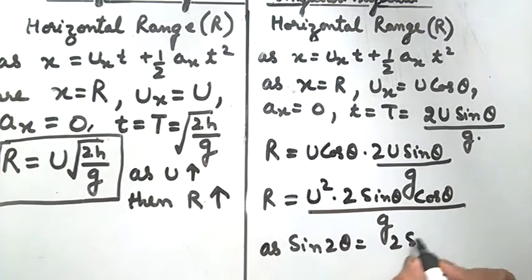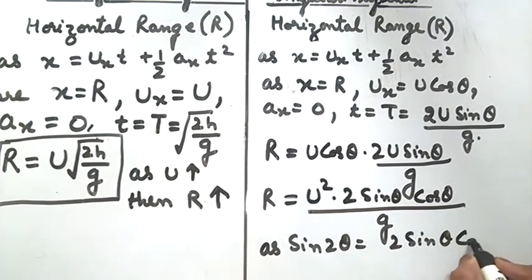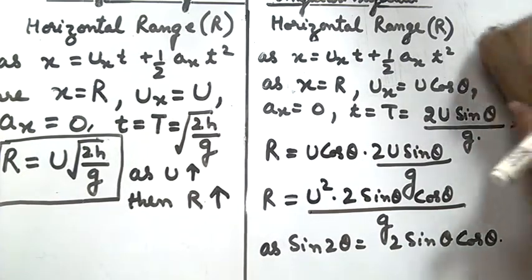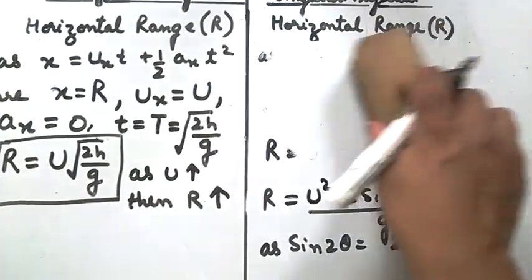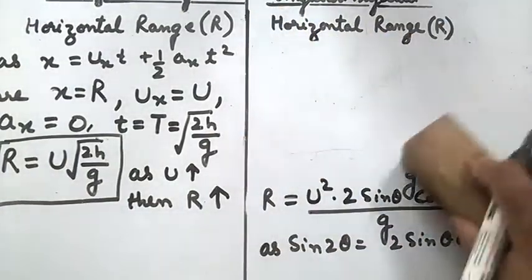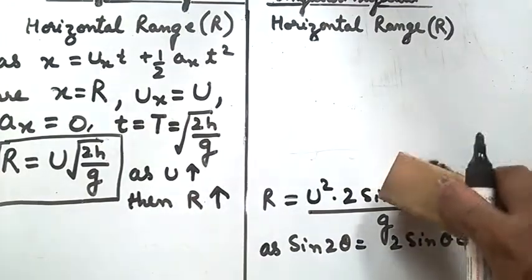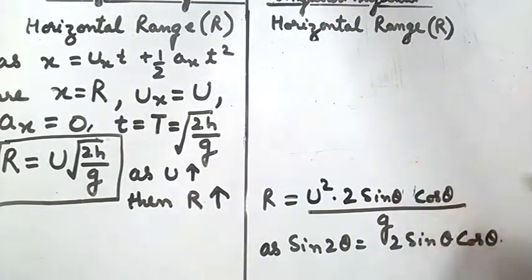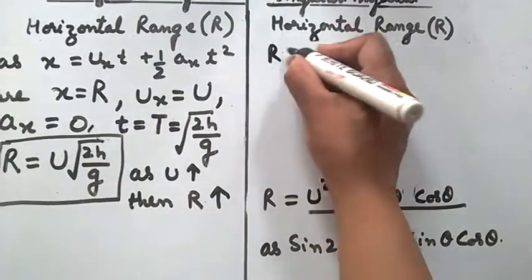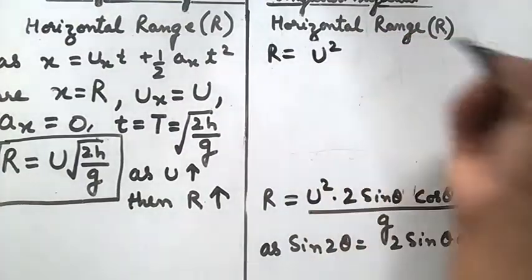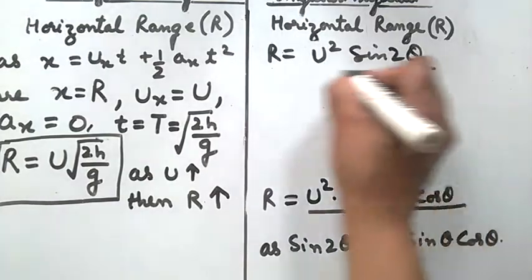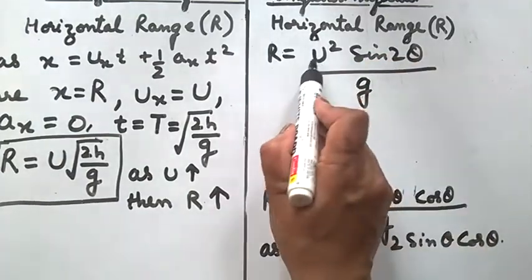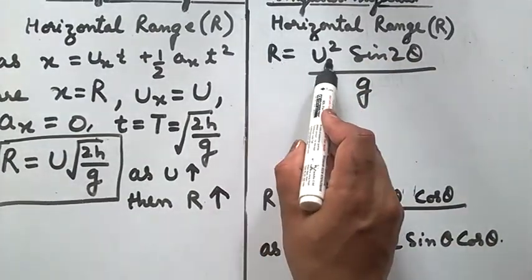Therefore, range is equal to R equivalent to u square sine 2 theta by g. Here we can see that the range increases when angle is such that this sine 2 theta is maximum.